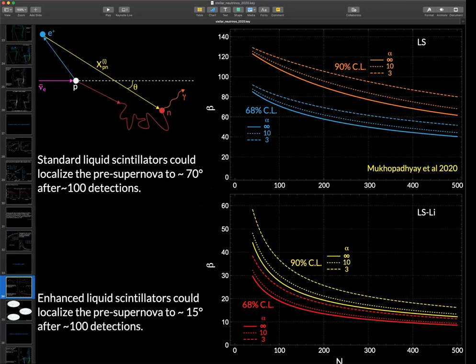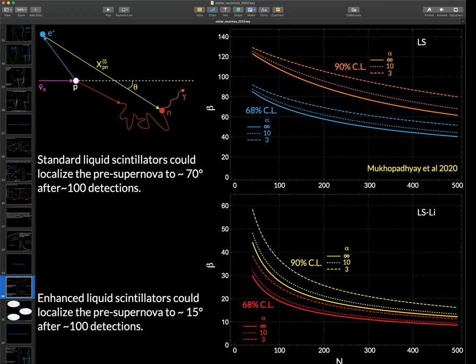So on the left, you've got a squiggly interaction diagram there. We have an anti-electron neutrino coming in. It's going to hit some proton in the detector. Off is going to come the positron. The neutron will go out.